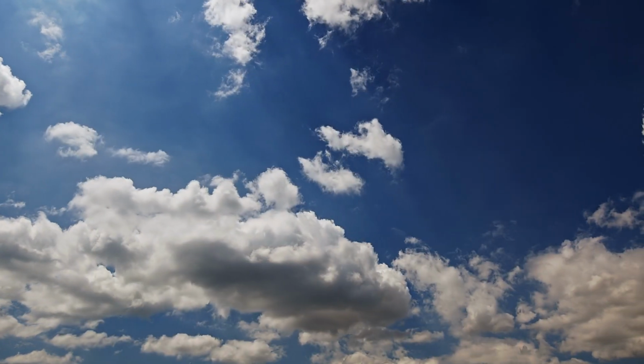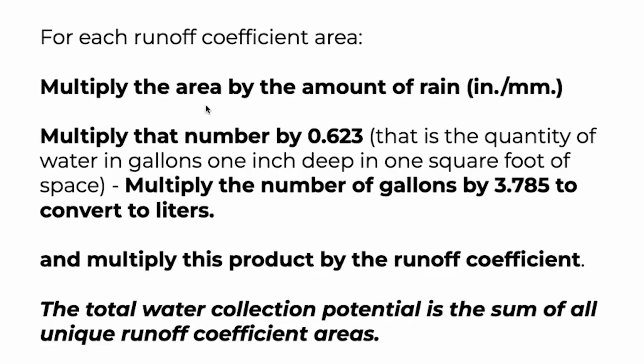So to determine the total water volume, we multiply each runoff coefficient area by the amount of rainfall in inches or millimeters. We then multiply that number by 0.623 in order to convert to gallons. That is the quantity of water in gallons, 1 inch deep in 1 square foot of space. We can convert to liters by multiplying this number in gallons by 3.785.